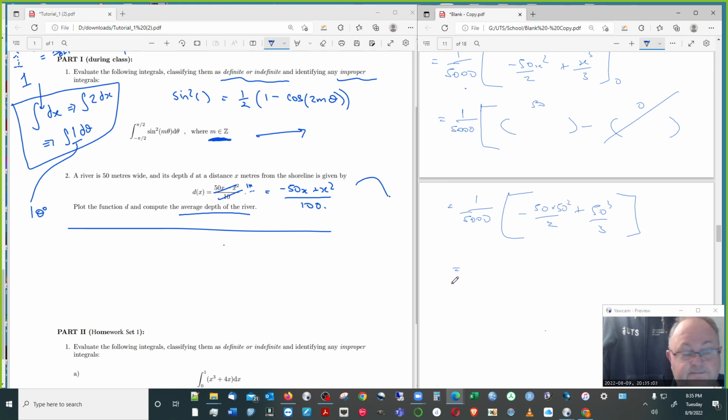How's that? Is that better? So that's 50 to the power 3. 2 lots of 50 to the power 3 over 2 and 3. So there's a little bit of work to be done to get that out now. So I'll tell you what, I'll let you fiddle with it and I'll just give you the answer. It's approximately a depth of 4.717 meters. Okay, I'll let you do those couple of lines. So we get the average depth.